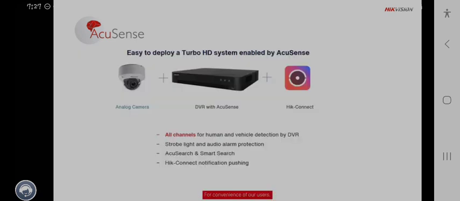For the convenience of our users, it is very easy to deploy a Turbo HD system enabled by AccuSense. Users just need an analog camera, a DVR with AccuSense, and our Hikvision mobile client to receive alarms and remotely manage the whole system. The features of our Turbo HD AccuSense solution: all analog channels support human and vehicle detection by the DVR. If you also choose the PIR camera, the camera can trigger the strobe light and audio alarm when an alarm is triggered. The AccuSense DVR offers AccuSearch and Smart Search in playback. And as an end user, you can easily get the alarm notification pushed to your HC mobile client.